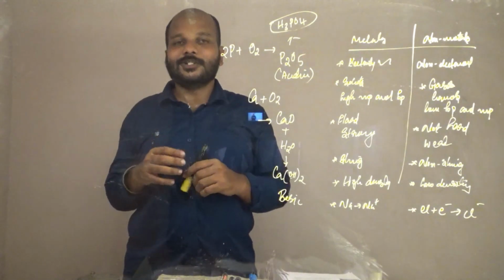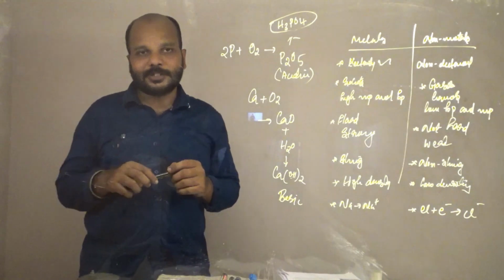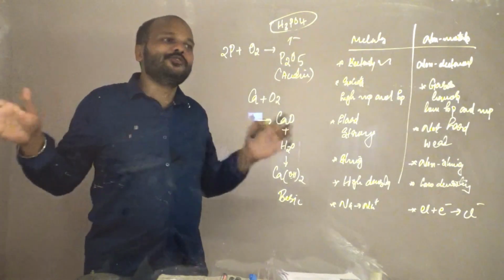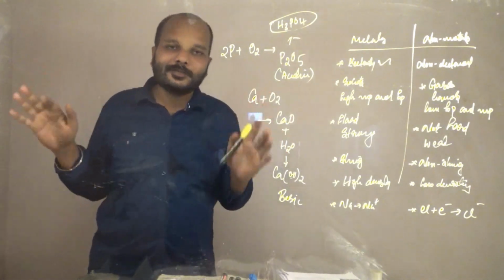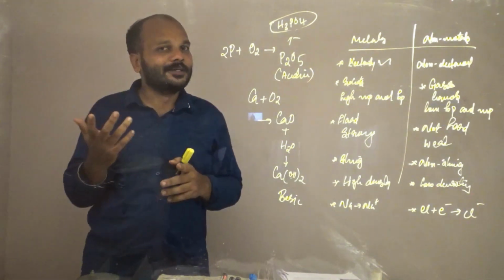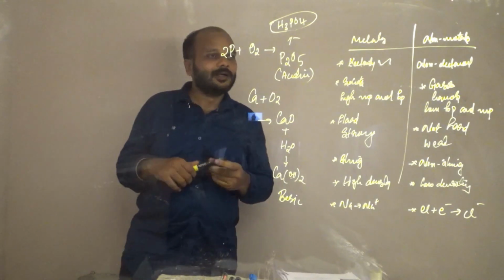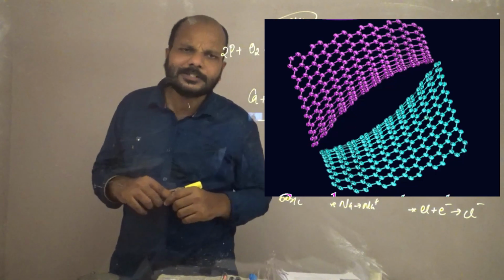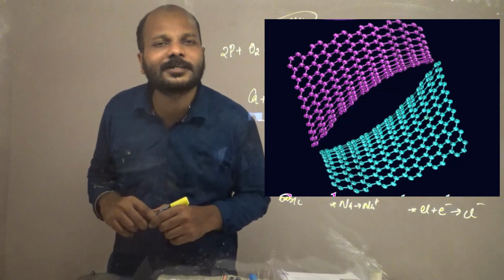So this is the definition. These are the differences between metals and non-metals. And now, of course, wherever you go, whatever the theorem, whatever the principles, there will always be exceptions. For example, I said metals are the ones which conduct electricity. Is there any non-metal conducting electricity?